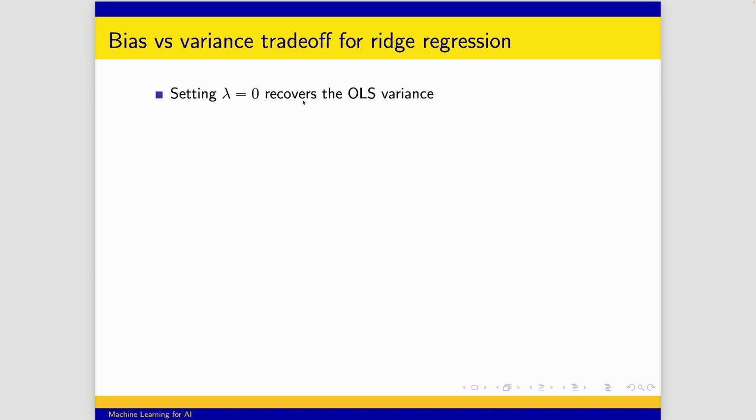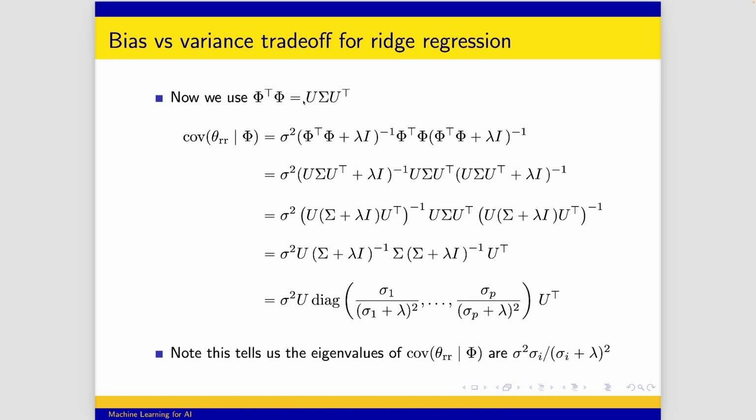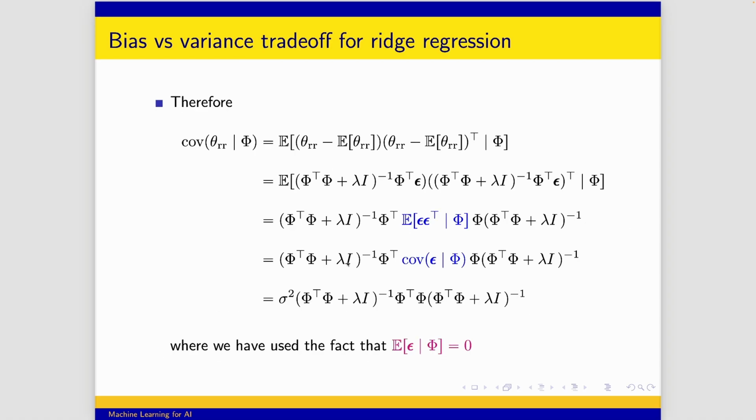So first of all, let's set lambda equals 0 and we will recover the OLS variance. We can see it from here, but it's easier if we look at it from here. We set lambda equals 0 in here. This will disappear, and we'll get this times the inverse of this, that will cancel, and we'll get sigma squared (phi transpose phi) to the minus 1, which is exactly what we had before.